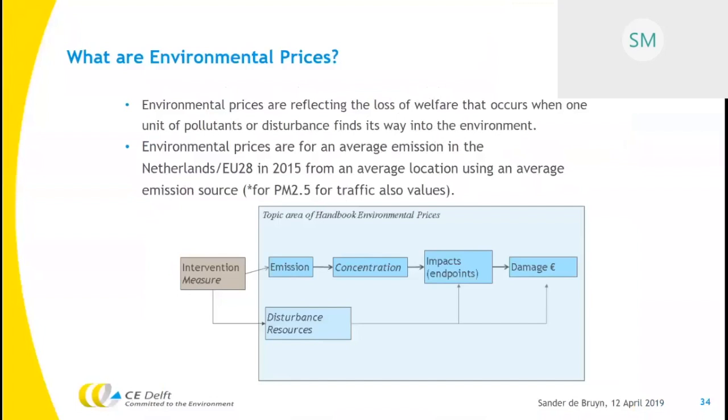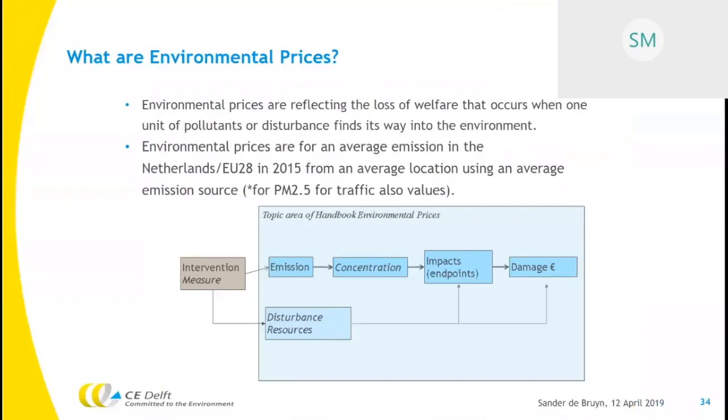Because, as you can understand, the damages from pollution differ a lot with respect to the place where the pollution actually takes place. And so the translation from emission into concentration, into impacts, into damage, is in some cases very location specific. So these kinds of prices that we developed are average prices.